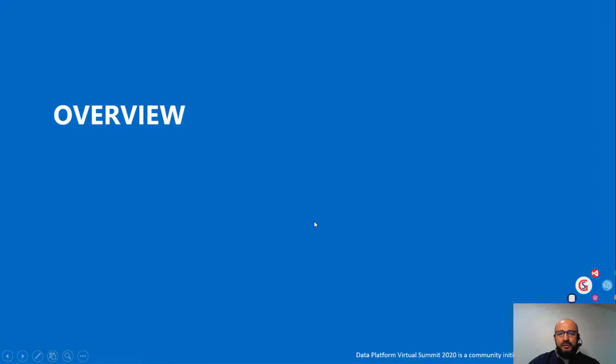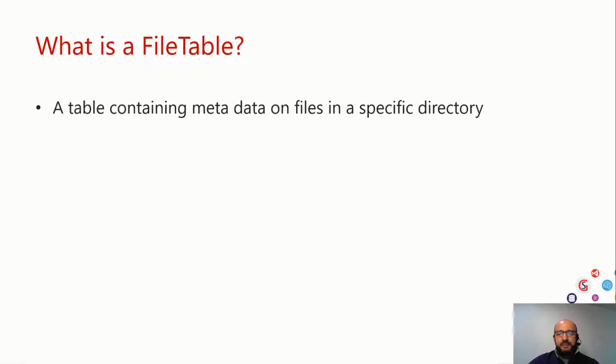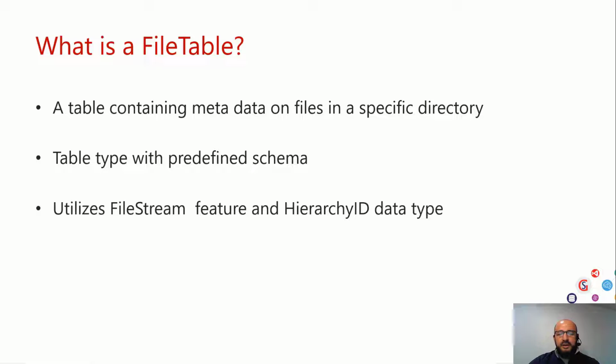So let's start with an overview of file tables. What is a file table? Essentially, it is a table that contains metadata on files in a specific directory. So it's a table type with a predefined schema. Once we create the file table, we can't alter it. It is a predefined schema out of the box that contains metadata regarding all the files. It utilizes a feature that was introduced in 2008 called FileStream, and that feature, as well as the hierarchy ID, are used in the file table itself.